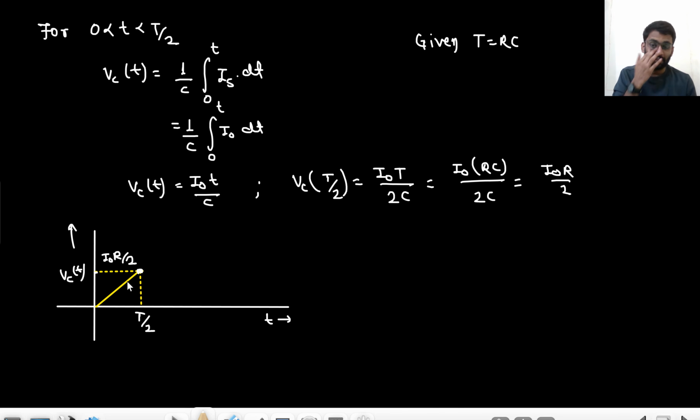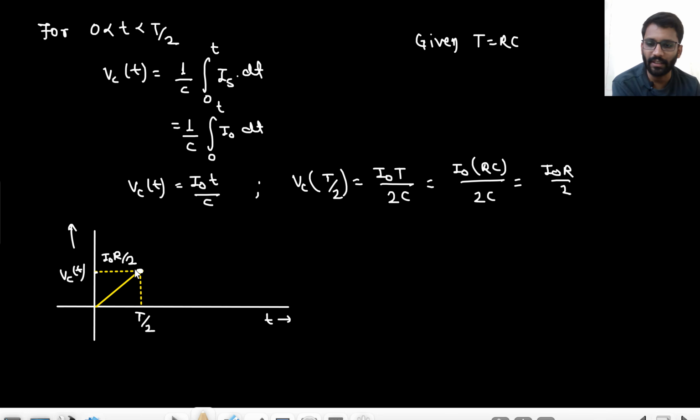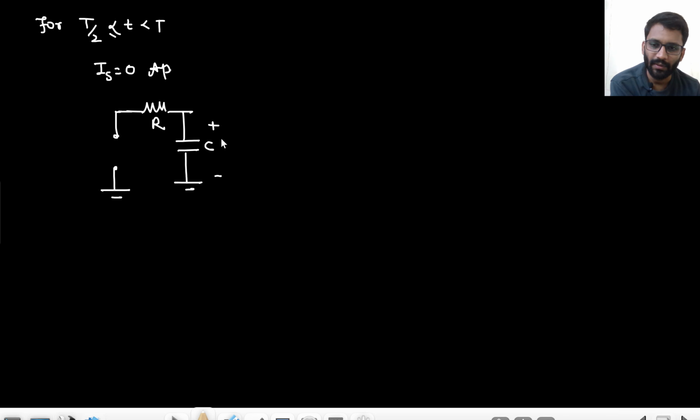Now what will happen? This is already charged to I naught R by 2. For T by 2 to T, what will happen? IS is 0 ampere. So the input is gone. Now what is the circuit? This is a resistance R. The capacitor will hold its voltage, right? There is no input. What is the voltage the capacitor is having? That is I naught R by 2.